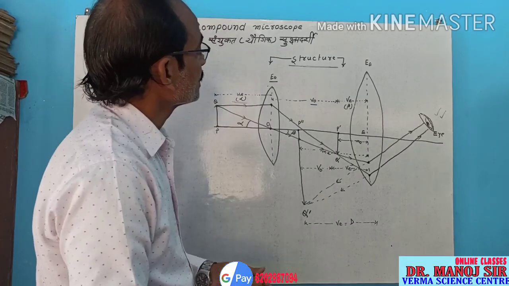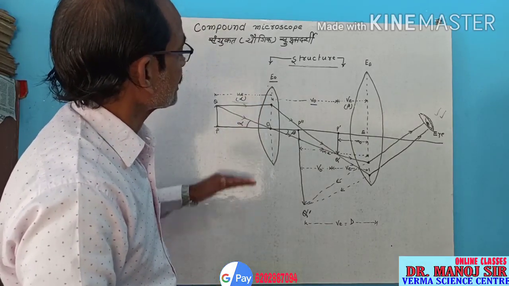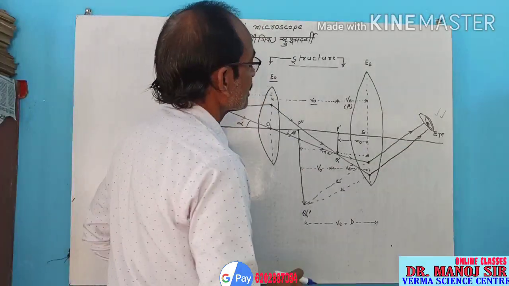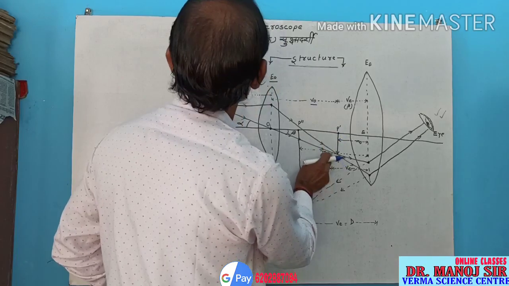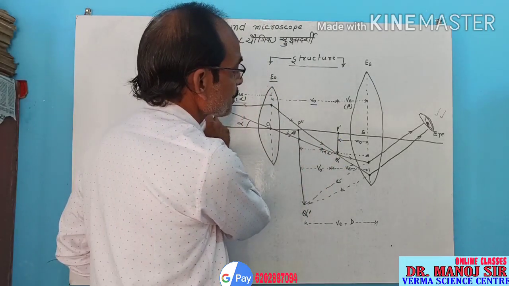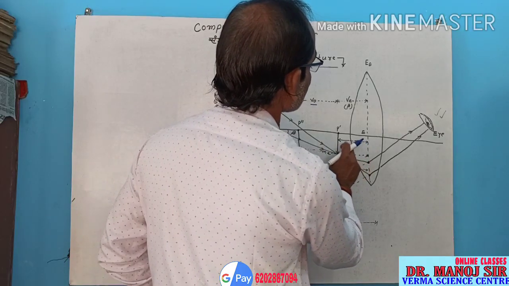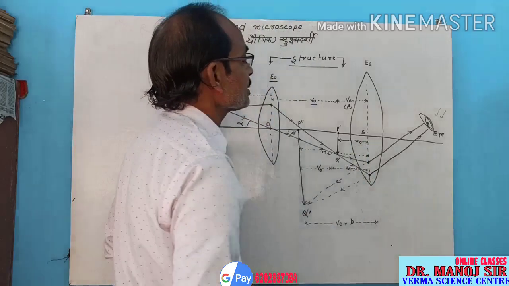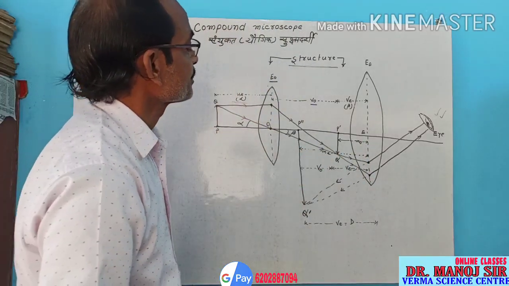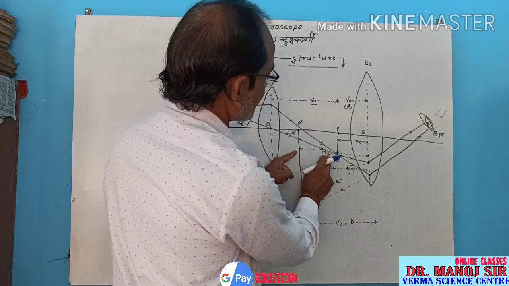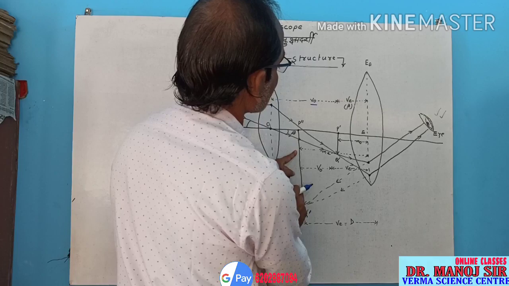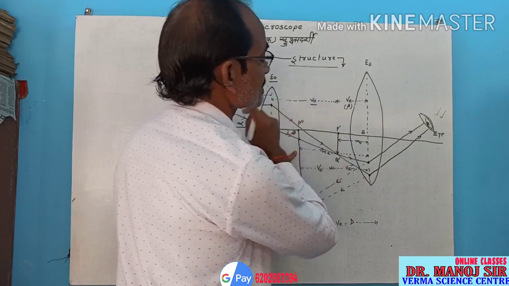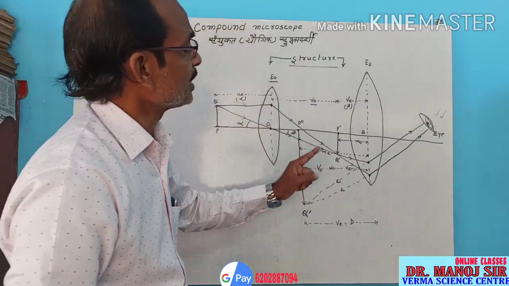Now we study about down to the principal axis. Here the first image P dash Q dash of the object PQ, which is away from the eyepiece, that is MO, that is the magnification of the first image. ME, the second magnification of the image P dash Q dash. Image of the image P dash Q dash.